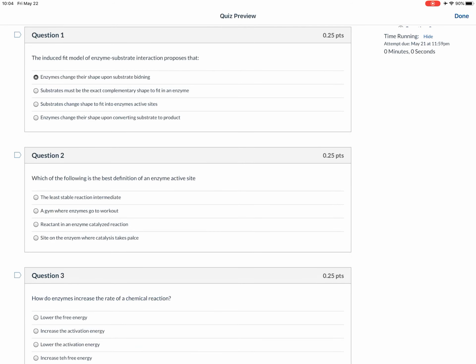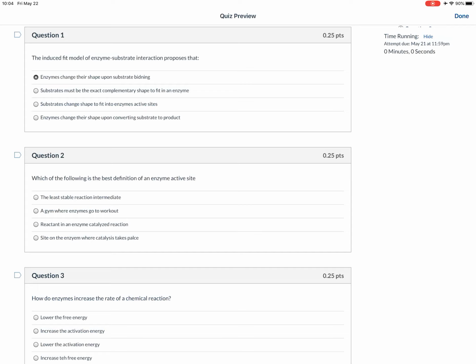Question 2. Which of the following is the best definition of an active site? The least stable reaction intermediate. Well, the active site is not a participant in the reaction. The amino acid residues in the active site might be, and the substrate definitely, but not the active site as a place. A gym where enzymes work out?